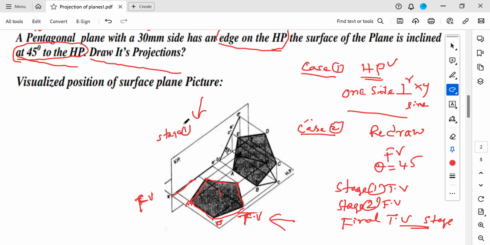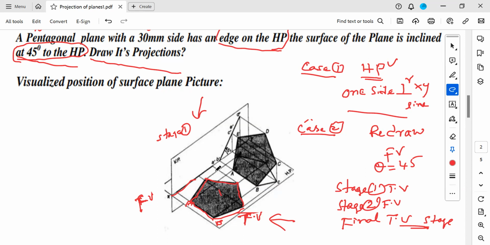This is stage 1. Once you finish stage 1, we redraw the same front view such that it makes an angle of 45. That means tilt the plane, so it is making an angle of 45 here. Then you take the corresponding projections from the front view, and the corresponding projections of the top view in stage 1, and you will get the top view in the second stage. So let us see the final solution.